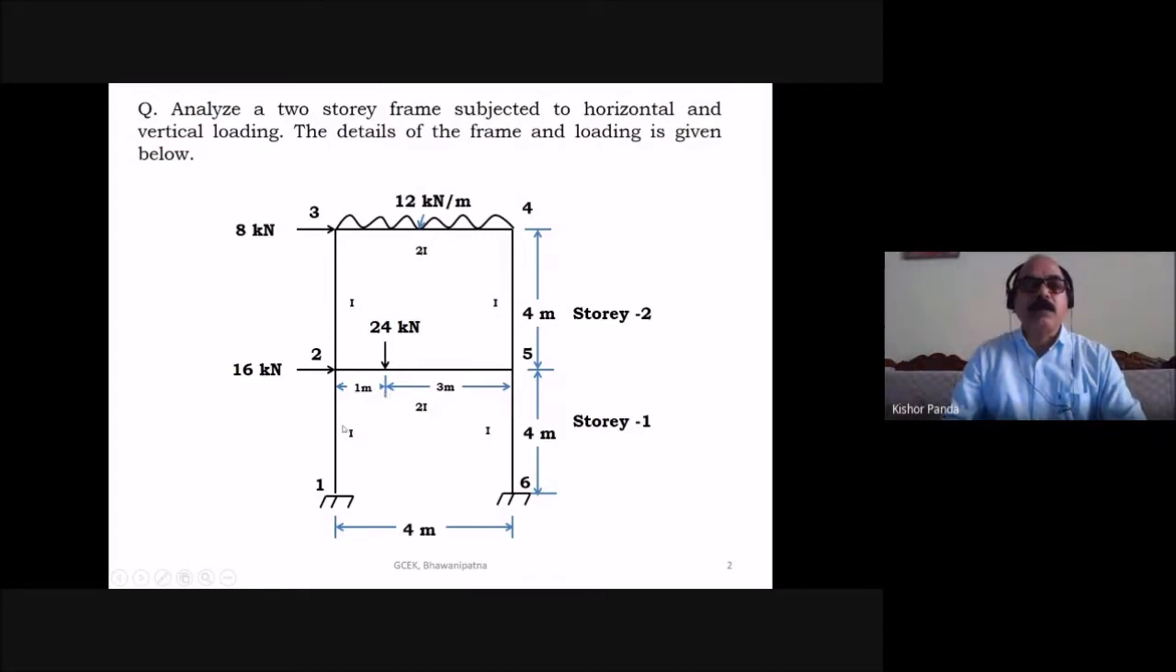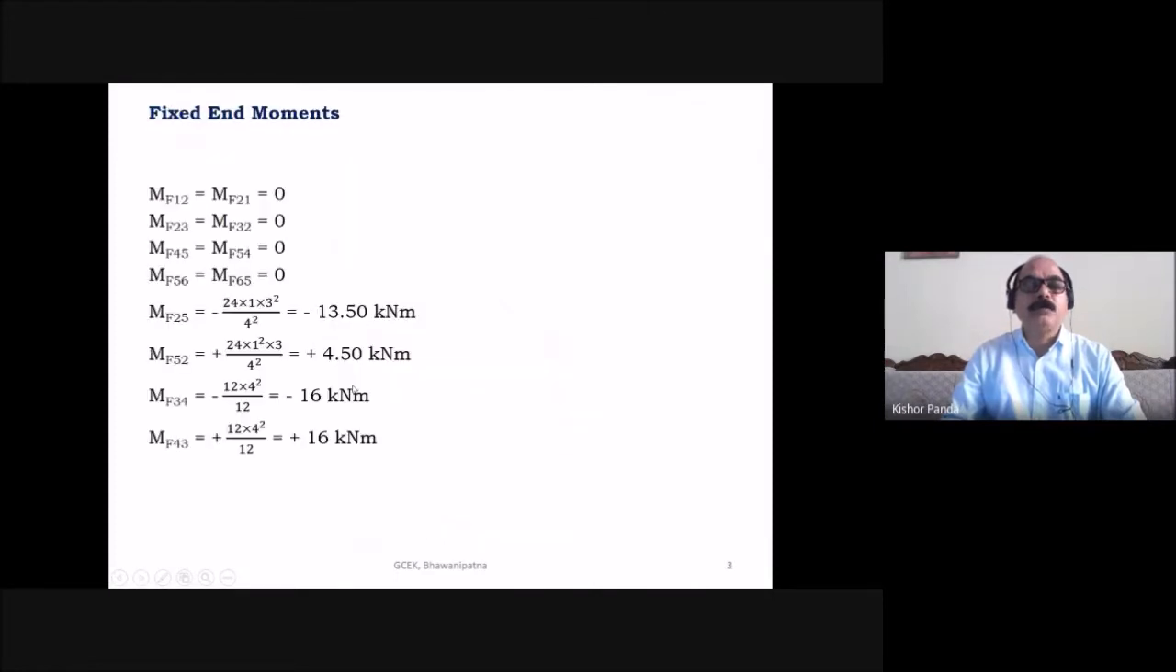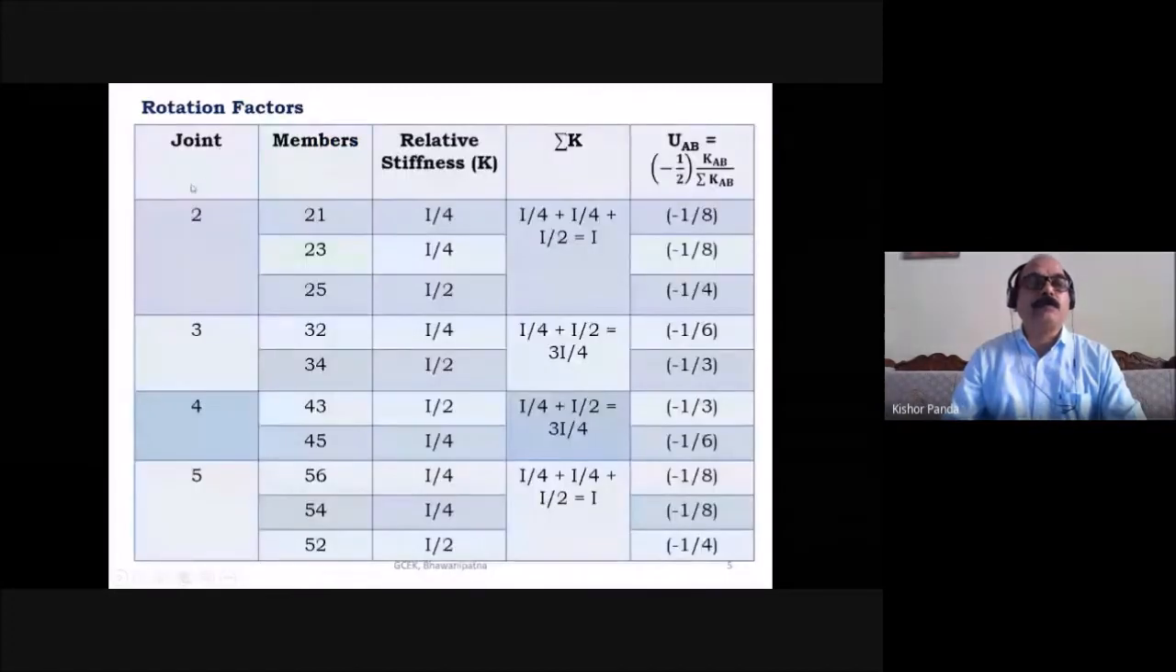So for the rotation factor, what do you have to first find out? You have to find out the relative stiffness of the member. Then you have to find out the relative stiffness of the joint. Then you can find out the rotation factor using the formula. Already you know this. The first column is your joint, the second is members, the third is relative stiffness, the fourth is the sum of the relative stiffness, and the last column is the rotation factor.